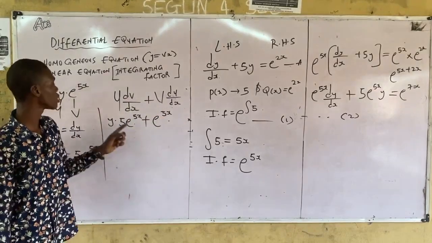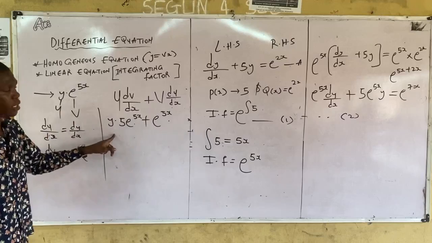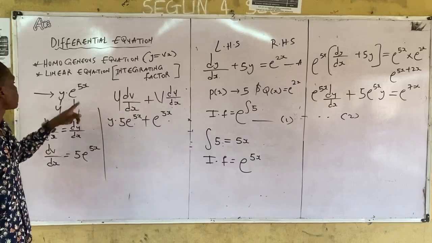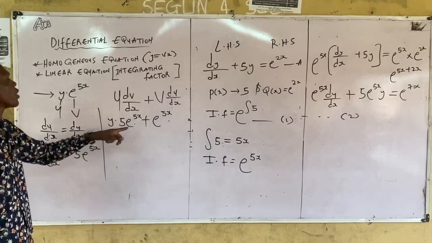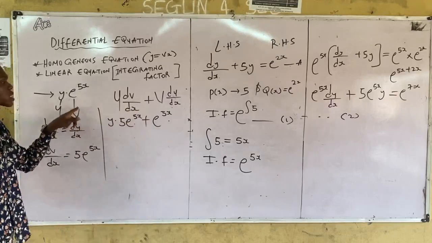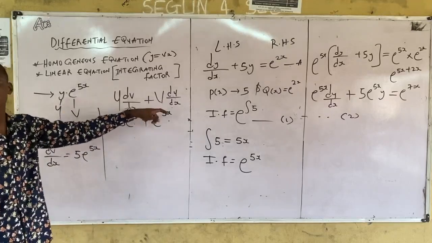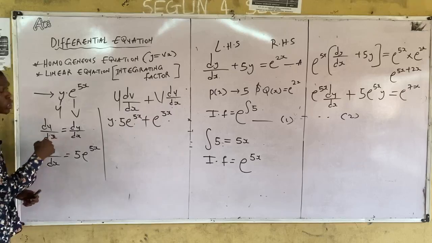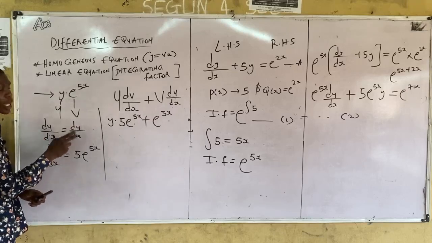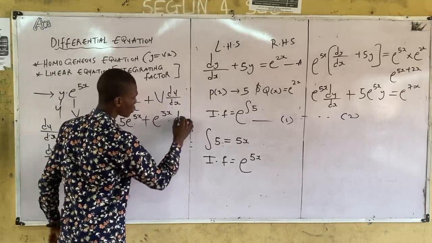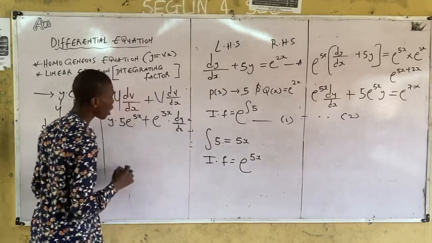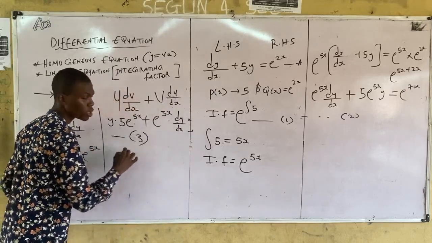Alright, substitute the respective values of u, dv over dx, v, and du over dx. We have that u is y. The dv over dx is 5 exponential 5x, plus v is exponential 5x, then the du over dx is dy over dx. Now, call this equation 3.